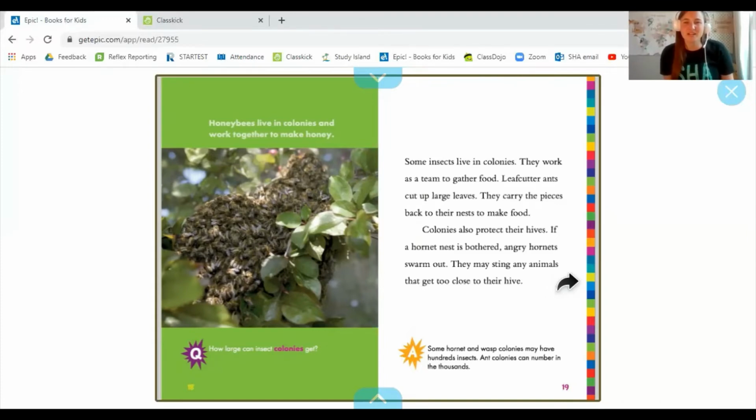Colonies also protect their hives. If a hornet nest is bothered, angry hornets swarm out. They may sting animals who get too close to their hive. Question: how large can insect colonies get? Answer: some hornet and wasp colonies may have hundreds of insects. Ant colonies can number in the thousands.